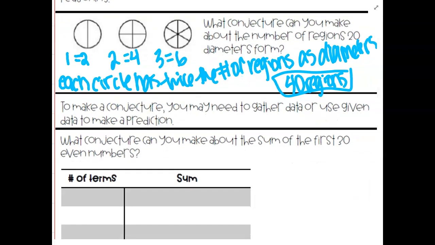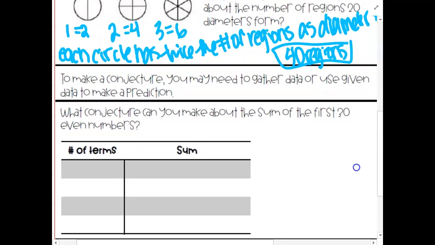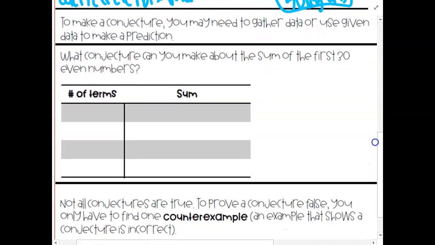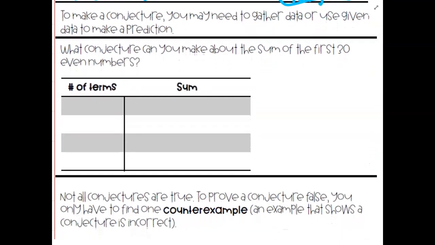Now, sometimes whenever we're making a conjecture, we're just looking at a pattern and saying, okay, here's what I see happening, here's what I think is going to happen on the 20th shape. Sometimes I might be looking at a numbered sequence, but sometimes we may have to gather our own data. So, for example, if I want to make a conjecture about the sum of the first 30 even numbers, I don't want to actually write out the first 30 even numbers and add them together. That's one thing you could do.